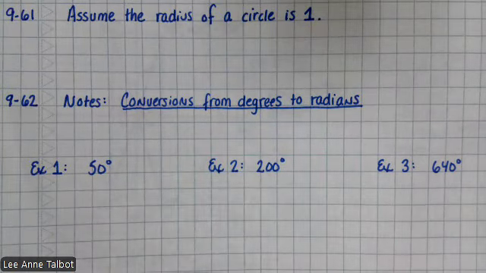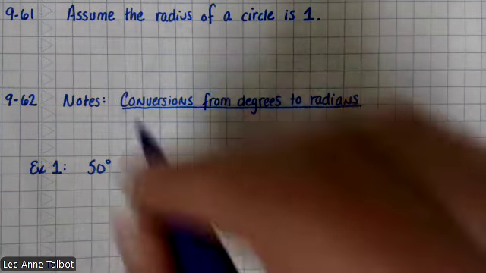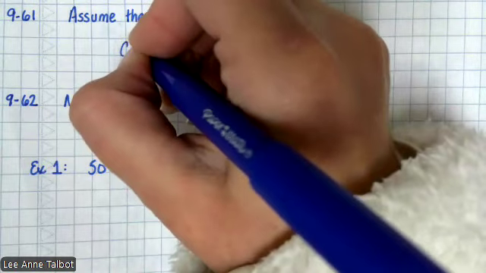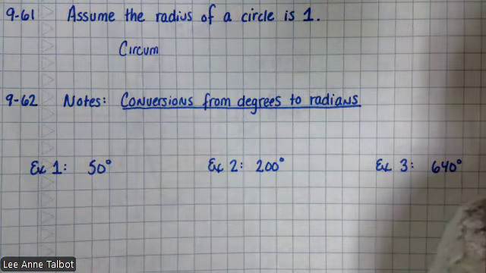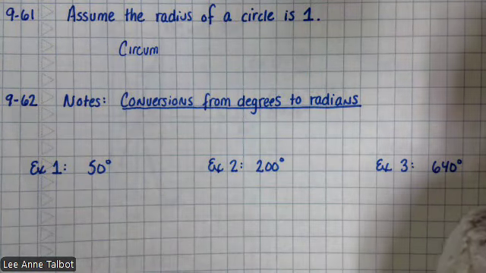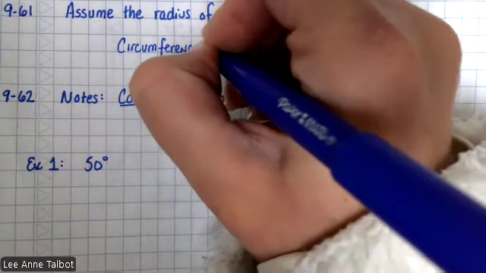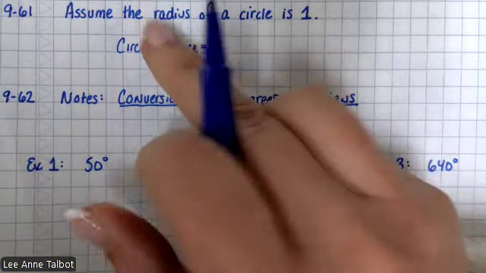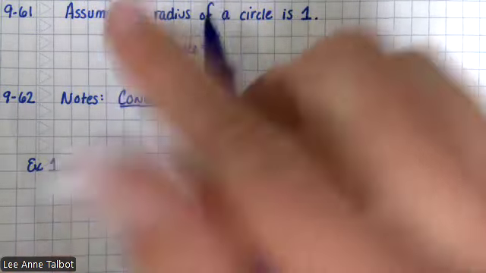Okay. Here's a fun question for number 61. Does anybody remember the circumference of a circle formula? Both of you are right. They're both correct. 2 pi r or pi d, either one of those two. I'm going to use 2 pi r in this case just because I said that the radius was 1, so I want to be able to plug that in.